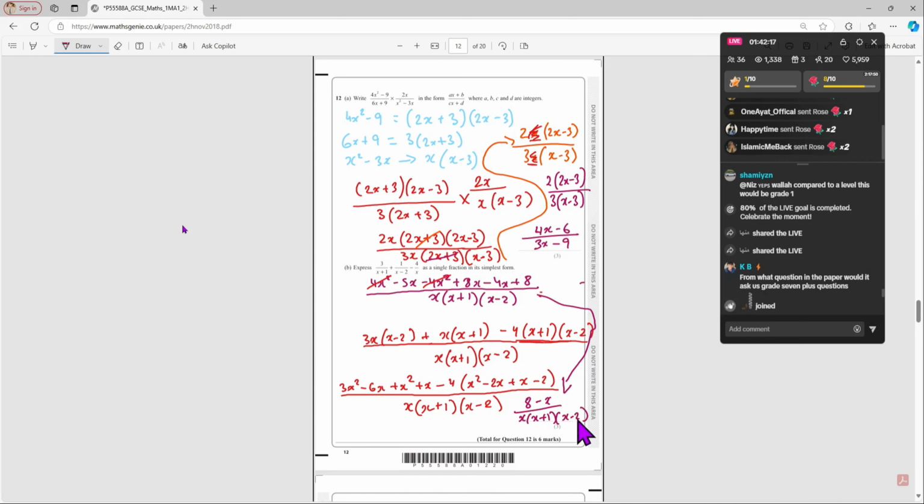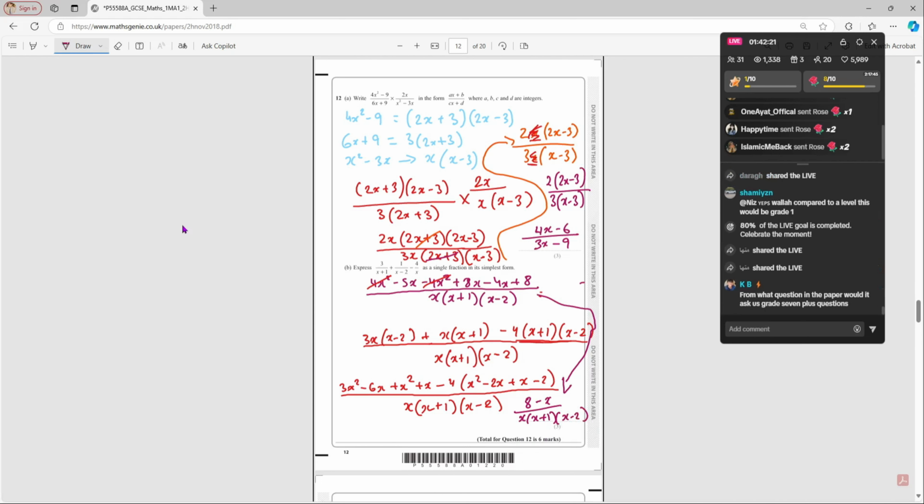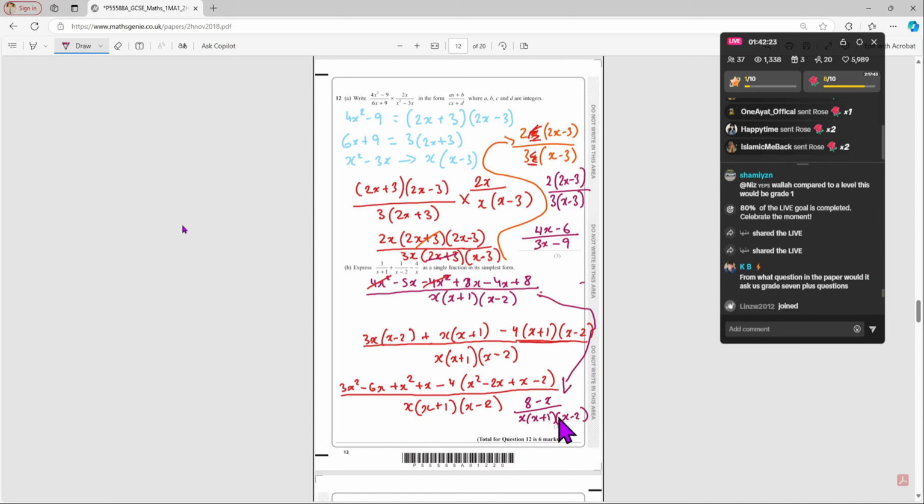In this case, you do not need to expand our denominator, as that is our common denominator. That is our common denominator, because you have to multiply each one of those denominators to find the common denominator. And that will be your answer.